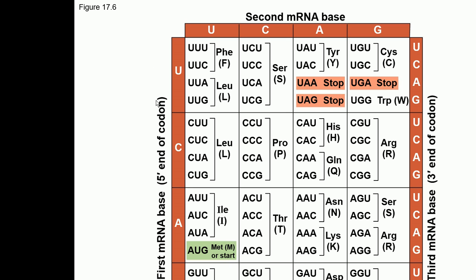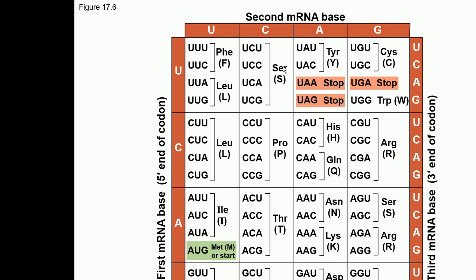Out of 64 codons, 3 codons are stop codons. Let's see what the stop codons are: UAA, UAG and UGA. Wherever these codons are present in mRNA, they signal the translation machinery to stop making the polypeptide chain. They do not code for any amino acid, but they are the signal to stop translation.